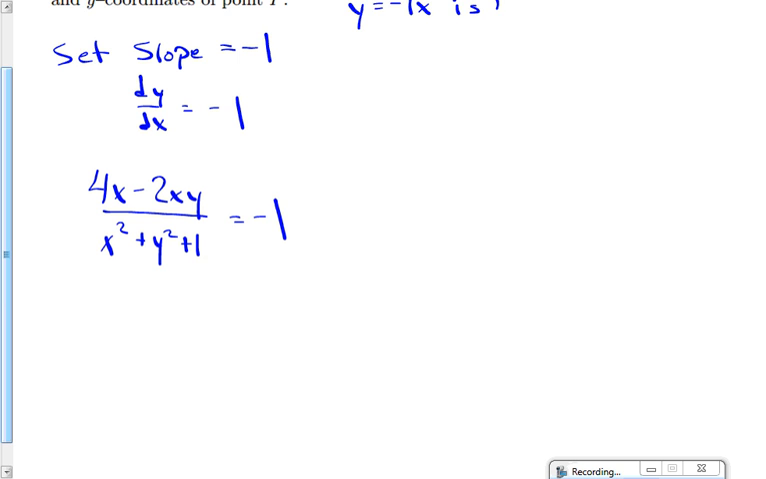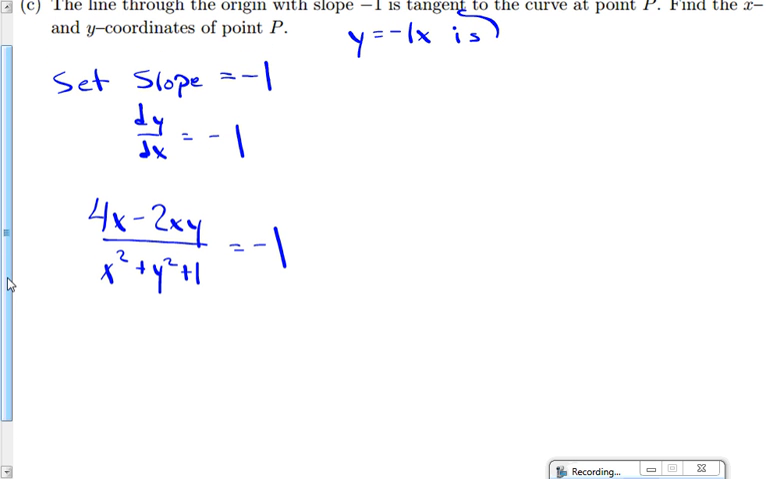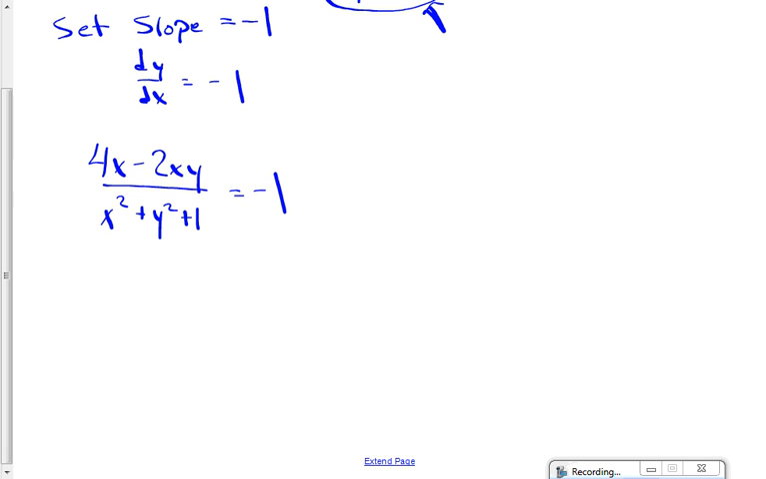Now, it's important to note at this point that this equation also represents a point on this curve. A point on the slope shares this. That's going to be important in just a moment. So I'm going to go ahead and write this out. 4x minus 2xy is equal to -x squared minus y squared minus 1. What did I do? Multiplied by the denominator. I like polynomials. I don't like fractions.